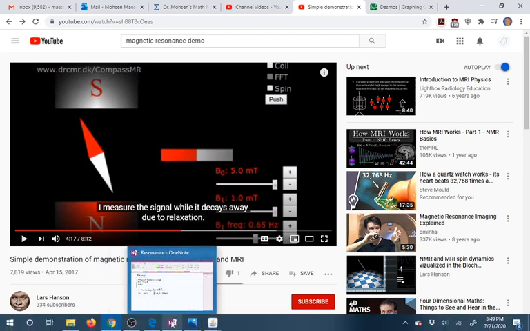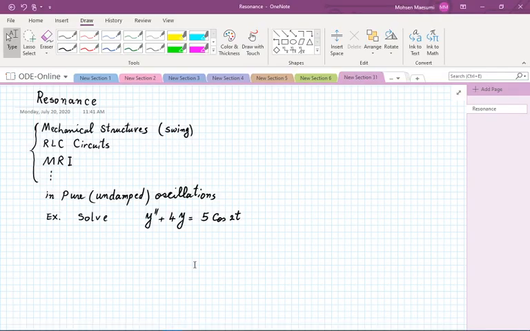We are going to look at the so-called resonance in pure or undamped oscillations first. Let me remind you what the issue was. When we were writing this differential equation, the first coefficient was mass, the coefficient of y prime was drag force, and the third one was the spring constant. When you don't have that coefficient of y prime, it means you have very little friction or very little drag, and that's referred to as undamped oscillation. So we are going to take a look at this.